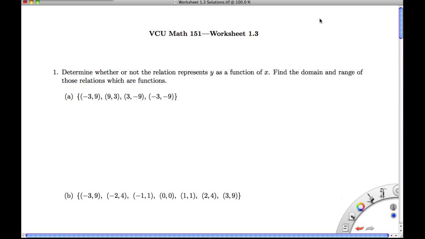Hey everybody, so this is the solutions to Worksheet 1.3. Here we're focusing on identifying functions as well as identifying domain and range of those functions.